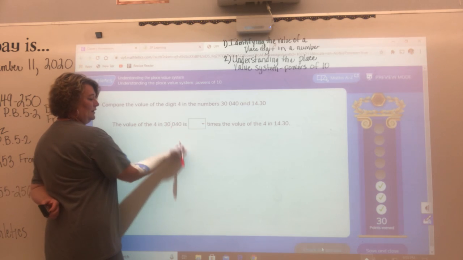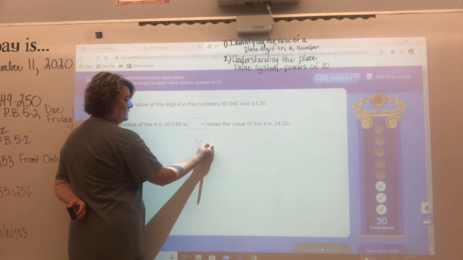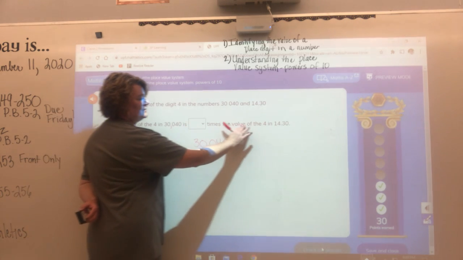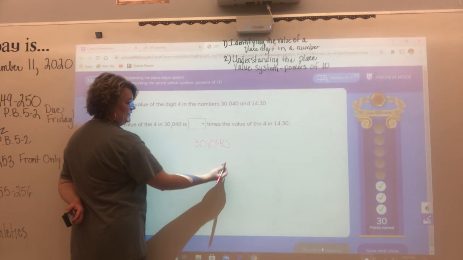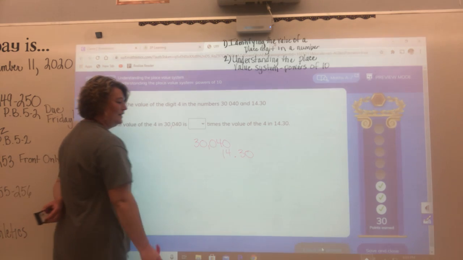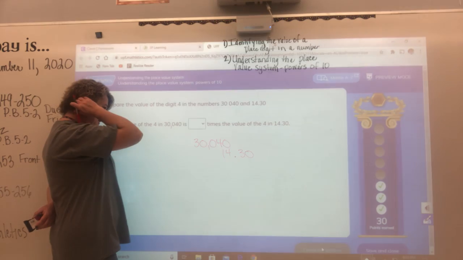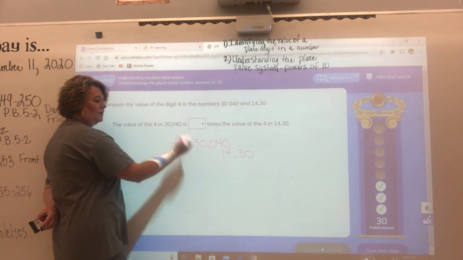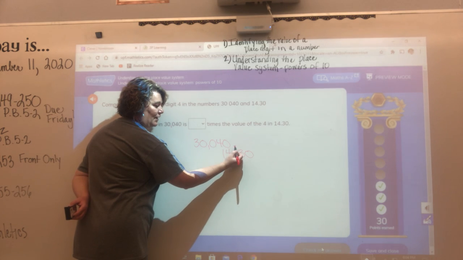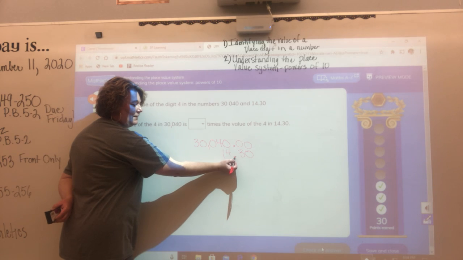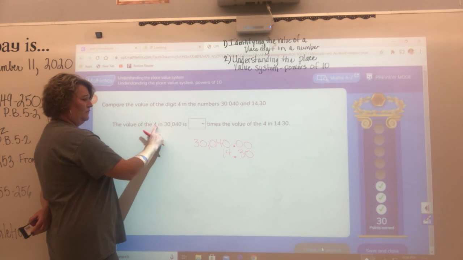This number, and if you need to put a comma there, that's fine. 30,040 is how many times the value of the 4 in 14.30. Now that looks kind of weird, but if this was money, this 30,040, then look what I would do to it. I would put a decimal and 2 zeros on the end. And now look how my decimals do line up. And I'm looking for the 4.